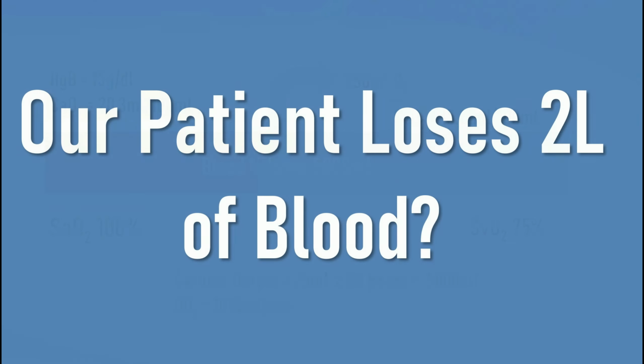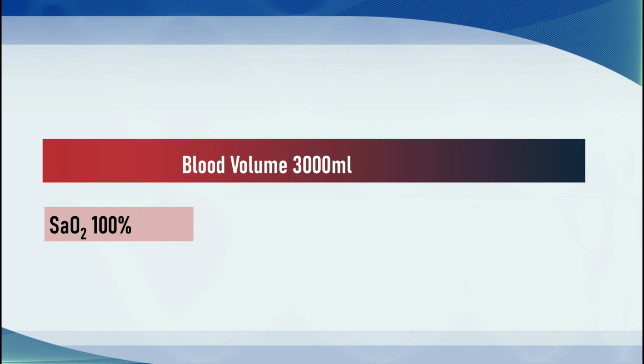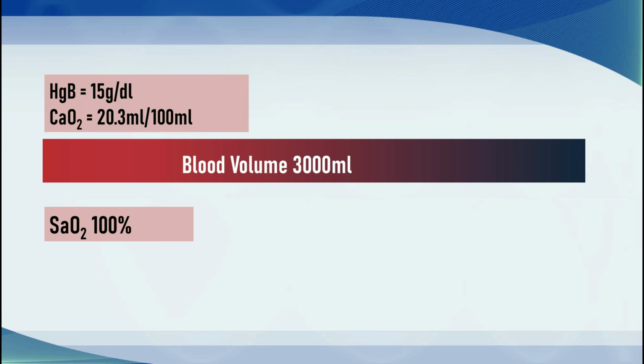Now our patient loses 2 litres of blood, so the blood volume drops to 3 litres. The saturation is exactly the same. Because the patient hasn't been in any way resuscitated, the hemoglobin will stay the same. And that means that the oxygen content per 100 mils is still 20.3 mils per 100 mils. The patient will compensate for this loss of blood volume by increasing cardiac output from where you would think it would be to where it actually is.